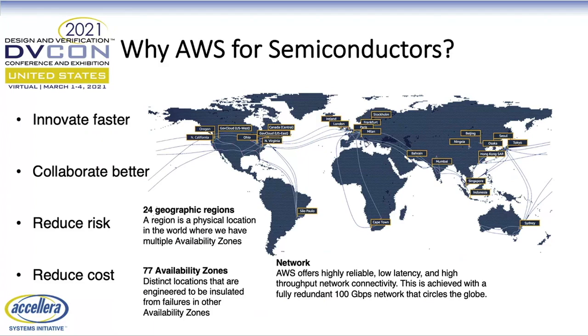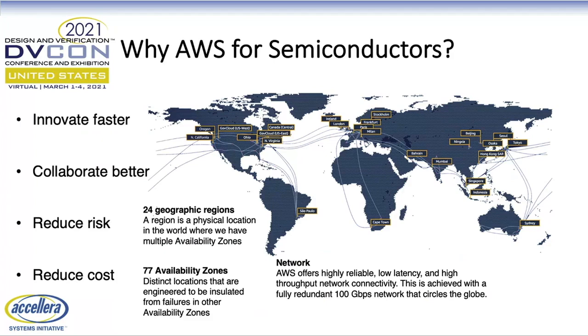On Amazon's network, we have our data centers physically located in what we call regions, and we have 24 geographic regions that are in production use, and at the time of the recording, there are 6 more regions that are pre-announced. A region for us is essentially a physical location where we have multiple availability zones. At this point, we have 77 availability zones. And these are distinct locations that are engineered to be insulated from failures in other availability zones within the region.